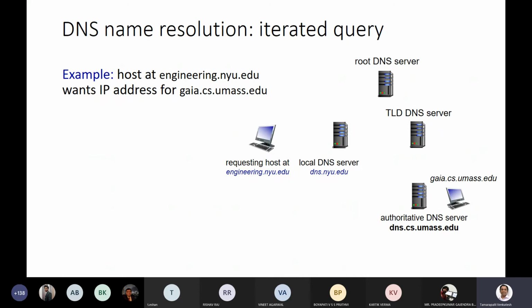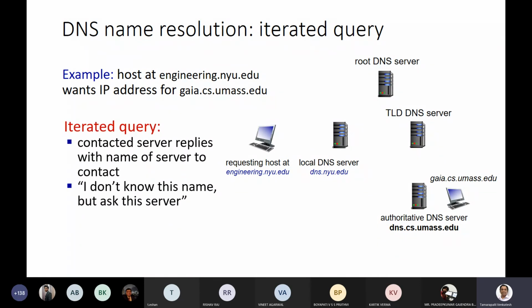Now we will see two types of resolutions that are used in DNS. One is called an iterated query, and the other is a recursive query. The iterated query is most popular, but the recursive query can also be used. It is part of the design. So in this example, we are trying to resolve engineering.nyu.edu.